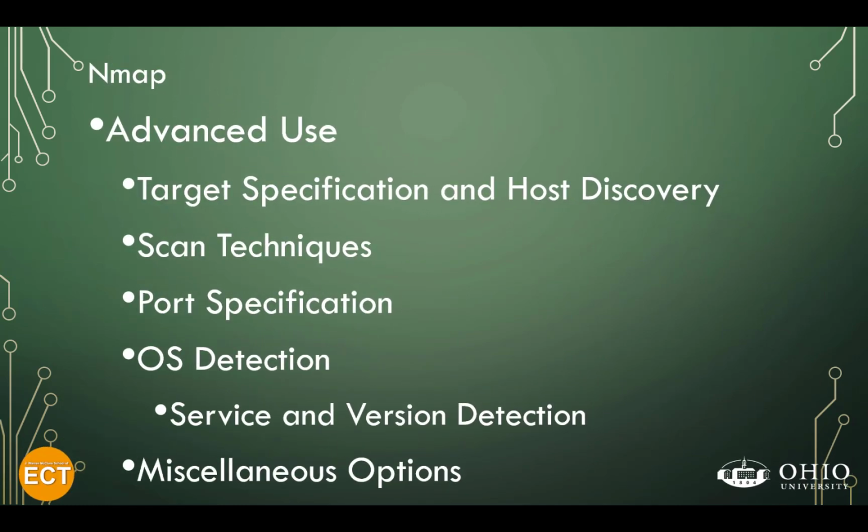Nmap advanced use kind of breaks down into these categories I've shown here. There's target specification and host discovery, and we kind of talked about that. But we can also go in and do some real basic scan techniques. So if I want to do more specific kinds of things, I know I'm looking for one thing. And that means that I'm looking maybe for a TCP scan. HTTP servers don't usually respond on UDP scans. They don't do a lot of UDP. They could, and maybe I need to do that.